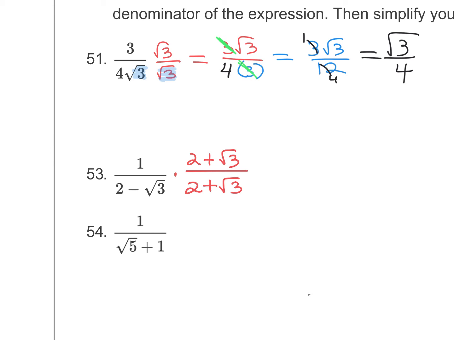So then now I have to FOIL essentially. The bottom, the top, anything times 1 is itself. So then the numerator is just going to stay the same.